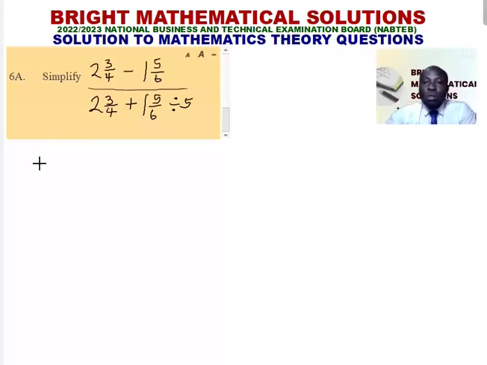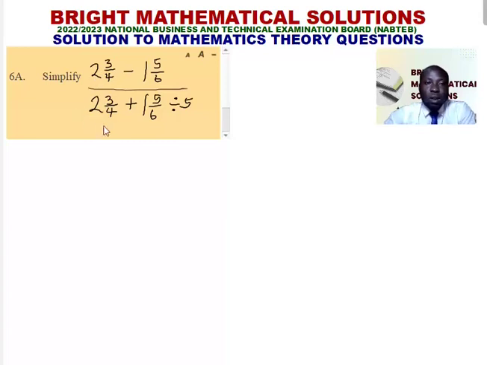We are looking at the 2022-2023 NABTEB examination. We are providing solutions to the theory part of the question. And we are at question 6a, and the question says simplify (2 3/4 minus 1 5/6) all divided by (2 3/4 plus 1 5/6 divided by 5). Now, let us first deal with the numerator.